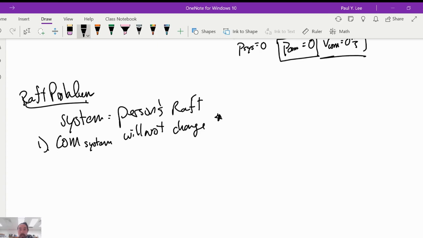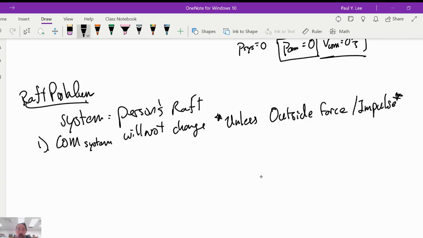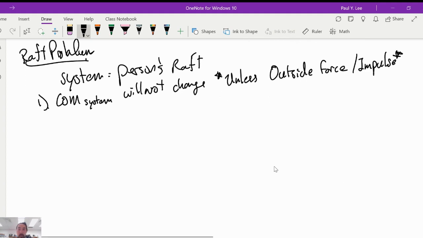The only time that the center of mass changes its location is if there is an outside force. Okay, and that outside force, that term, we use it in the energy unit, and when we say there's an outside force for the energy unit, we say that there was work being done. But for momentum, this means that there is an impulse. If there's an impulse acting on the system, then the center of mass for the system will change. But until then, it'll remain where it is.